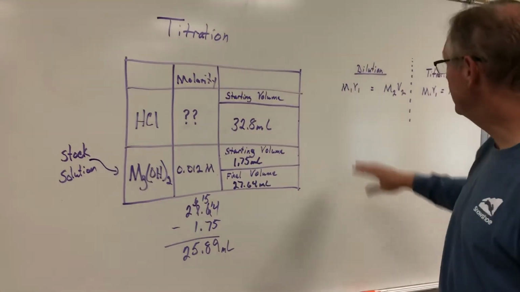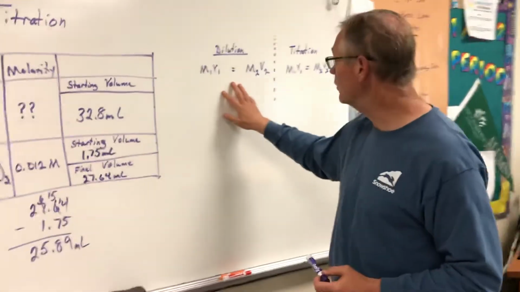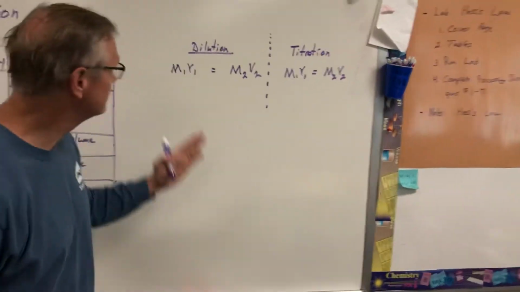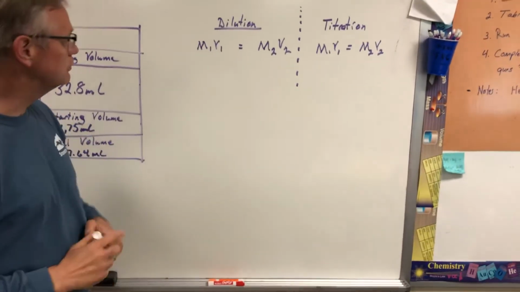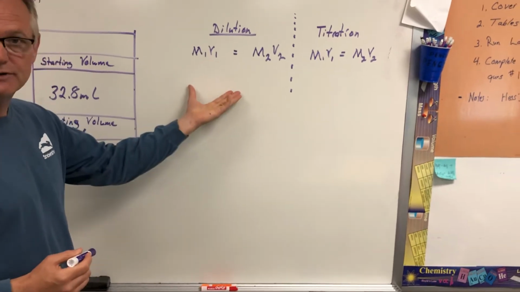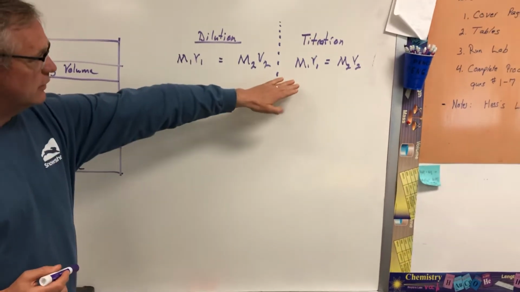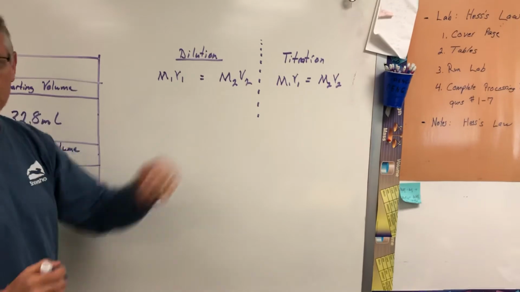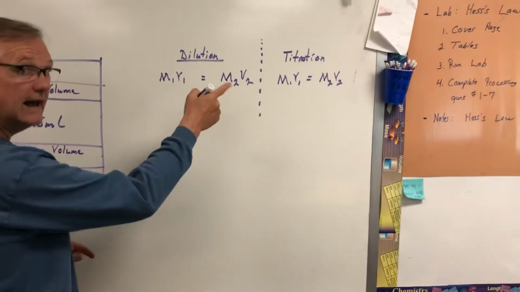So I come over here and I have two equations on the board. And if you look, it says dilution. This is the one that we've used before: M1V1 equals M2V2. So we've already used this one. And then I come over here and I say, well, the titration is exactly the same thing. Well, it's a little bit different. I need to add to it.